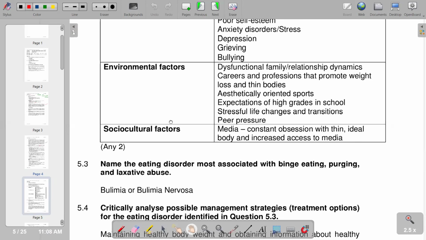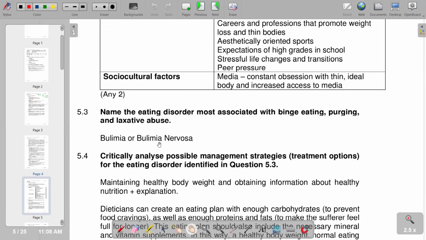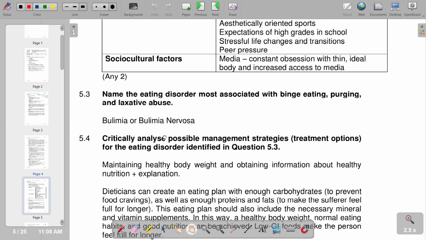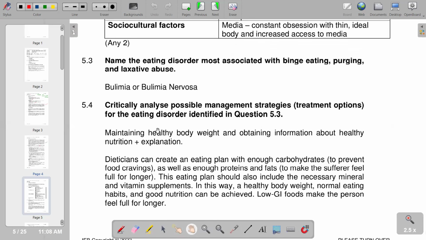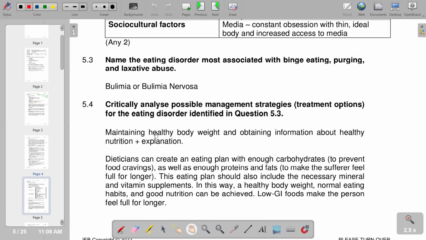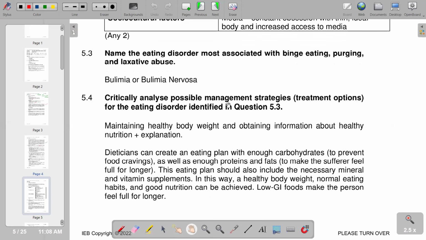So on the next part, name the eating disorder most associated with binge eating, purging, and laxative abuse. So we have bulimia nervosa as our response. Then 5.4, critically analyze possible management strategies or treatment options for the eating disorder identified in question 5.3.